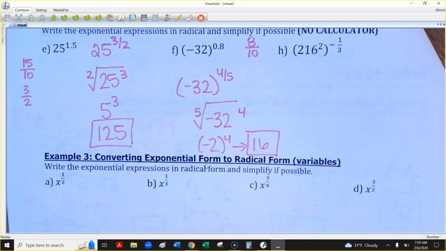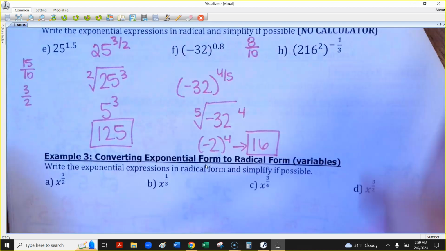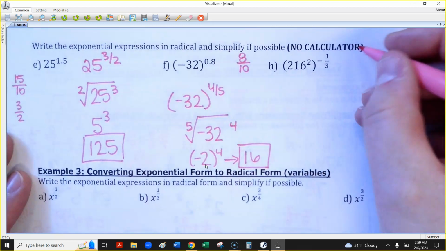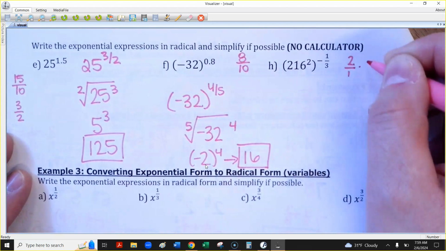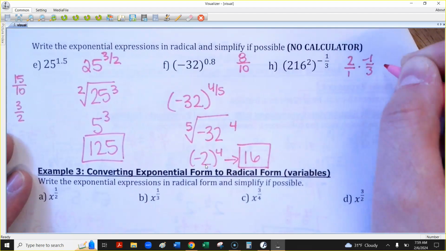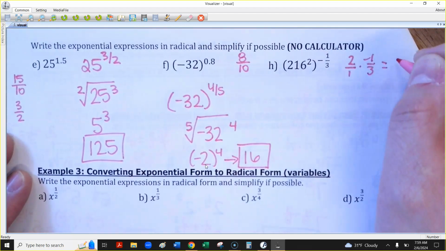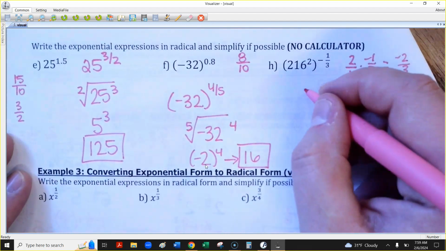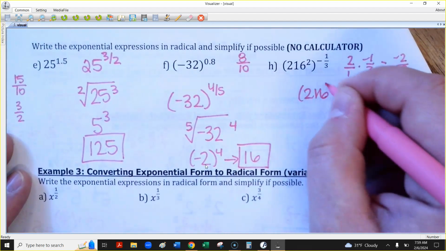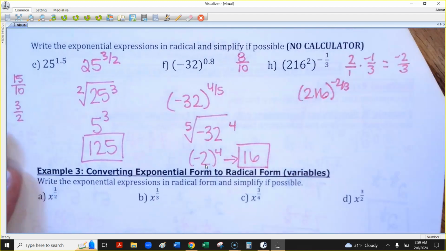Okay, now I'm just going to do one more. So power to a power, I'm going to multiply the exponents. So this is going to be 2 times negative 1/3. You do not need a common denominator to multiply fractions together. So this is going to be negative 2/3 here. So I really have 216 to the negative 2/3 power as my problem.